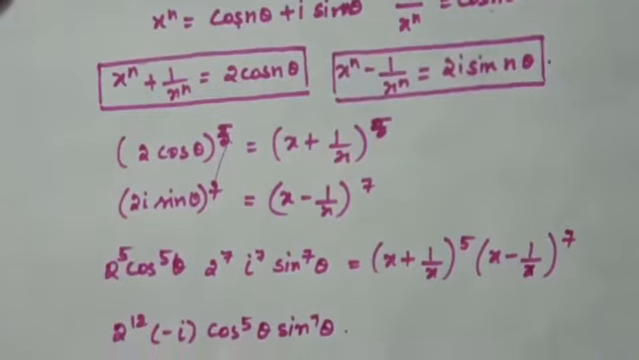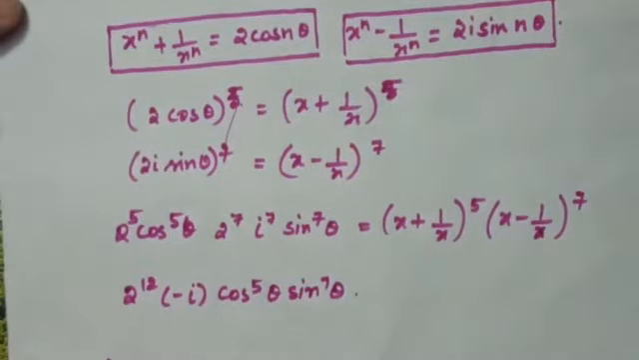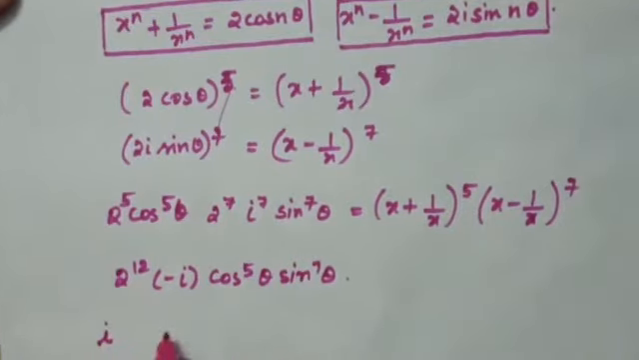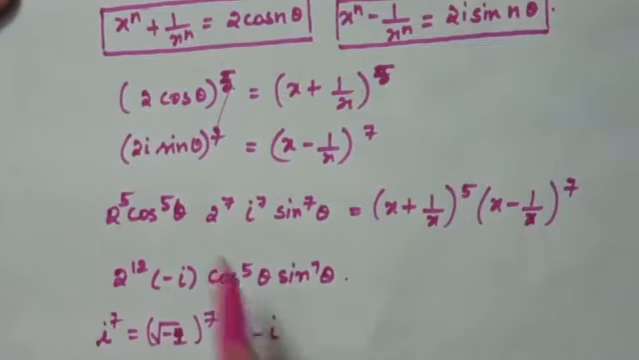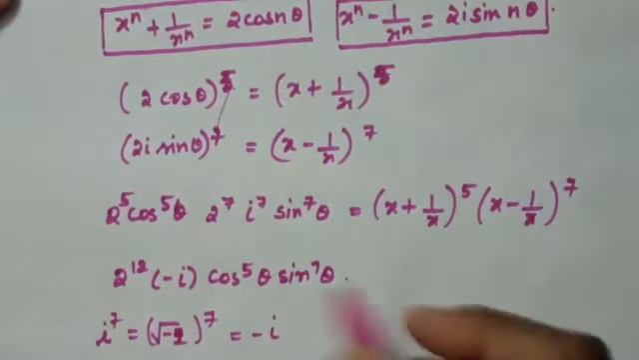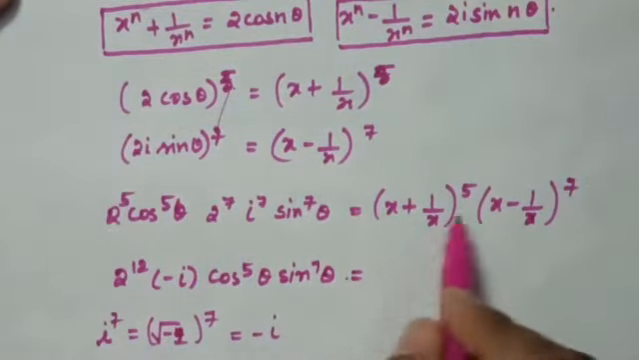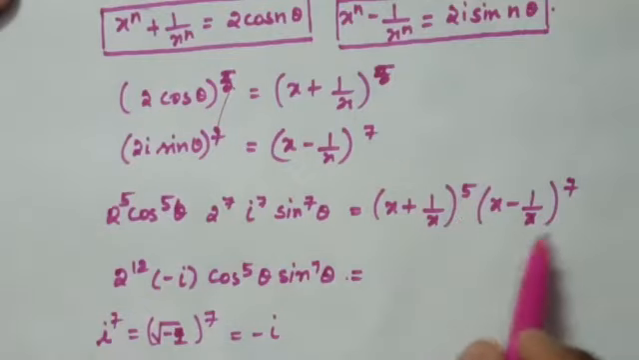So how will you get i power 7 as minus i? You know what is the value of i? i is equal to root of minus 1. If you take the power as 7, you will get minus i. So i power 7 is minus i here. So if you expand this, you can find the value here.